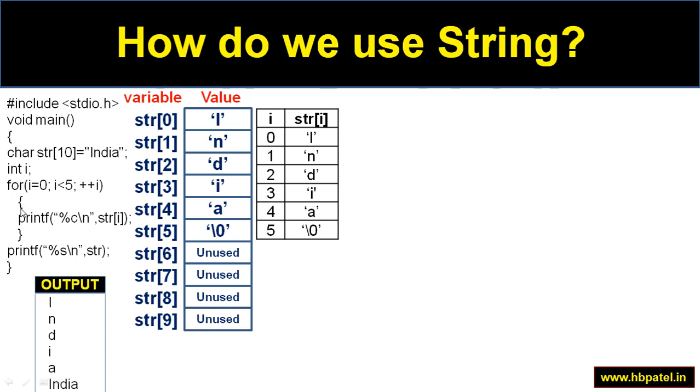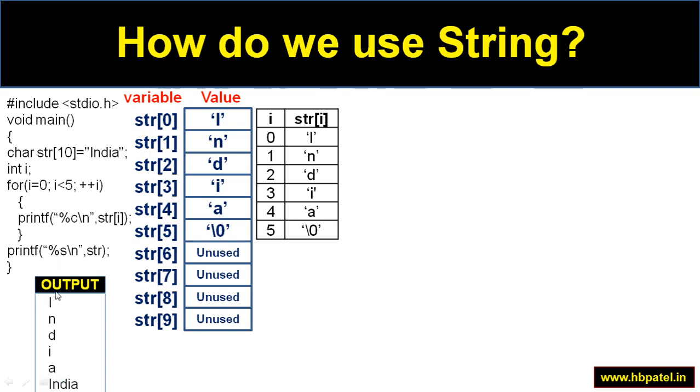After this loop is over, we print the entire array str without specifying the square brackets. When we do not specify the square brackets, it represents the entire string, the entire character array, and that is printed using %s. Now you can see the difference. If individual elements are to be printed, we use %c: I, N, D, I, A. But when we deal with the entire string India, then we use %s. So when I print %s with str, it will give me the complete string India.